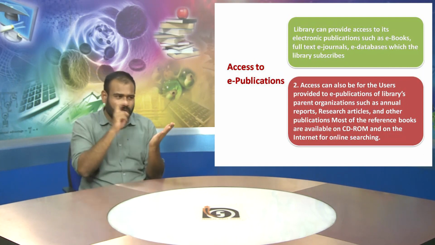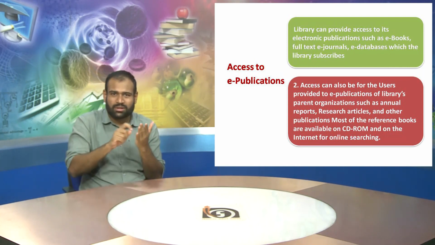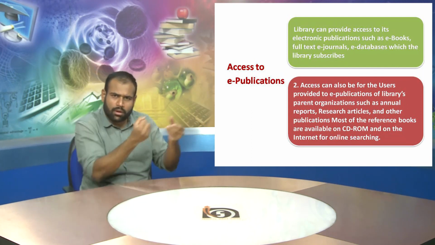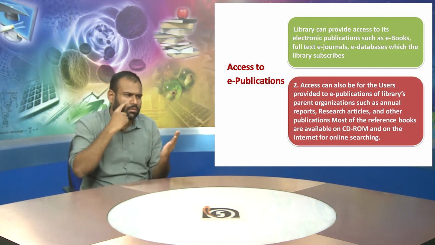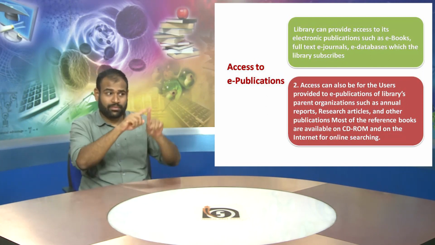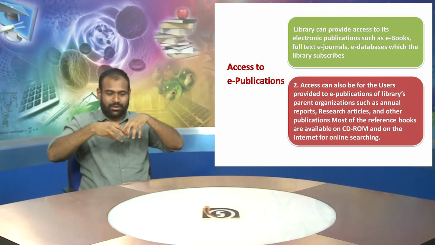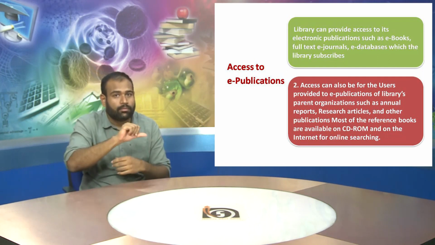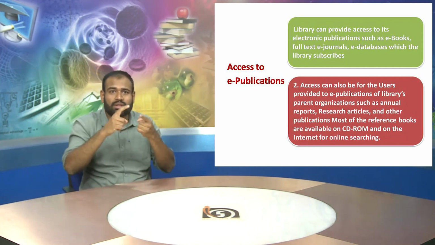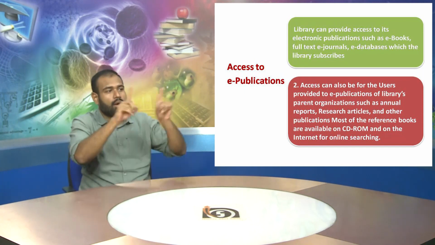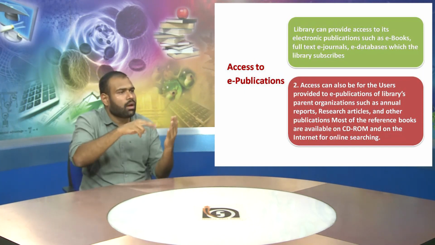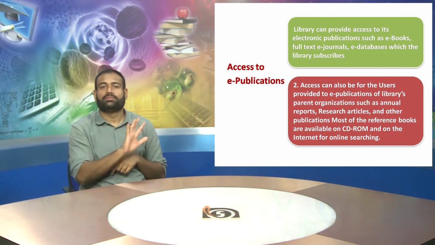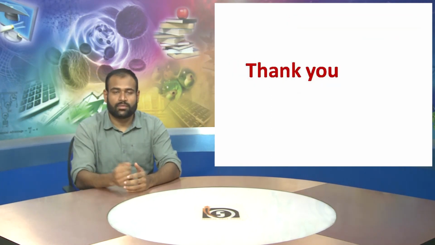Now here we would be talking about the topic access to e-publications. The library can provide access to its electronic publications such as e-books, full-text e-journals, and e-databases, which the library subscribes to. Access can also be provided to users for e-publications of the library's parent organization, such as annual reports, research articles, and all other publications. Most of the publications and reference books are available in soft copy format also for online searching. Thank you.